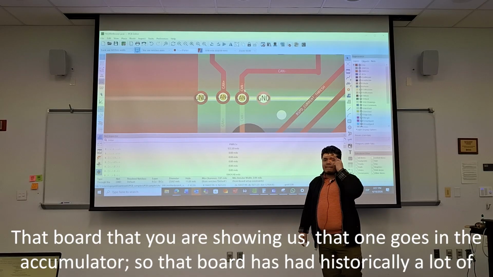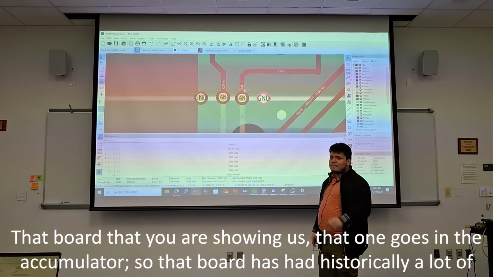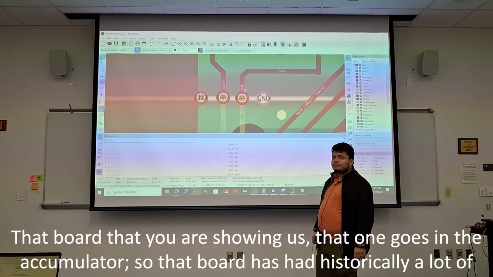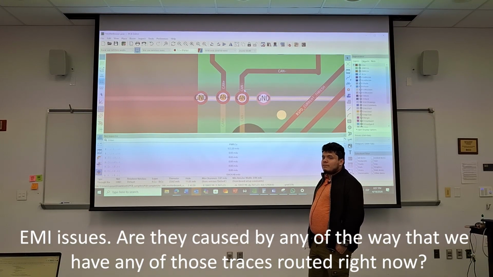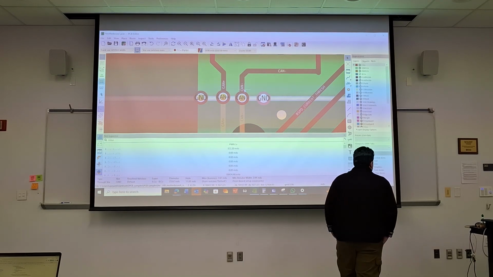Yes. That board that you're showing us goes in the accumulator, so that board has historically had a lot of EMI issues. Are they caused by any of the way that we have any of those traces routed right now? I would say yes.